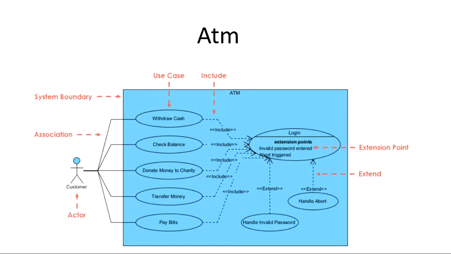So this is the ATM machine example. Okay, so this is our actor, that is the customer. This is our system boundary of the ATM, and these are my use cases: withdraw cash, check balance. Uses, okay, you write it like this. Suppose this is my base class which is using some other classes. For example, take any example. For example, suppose I read.